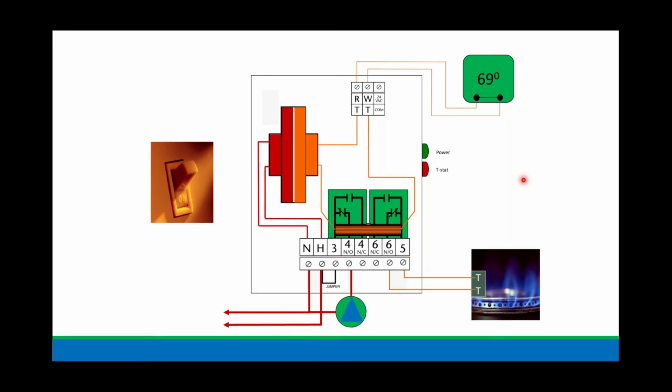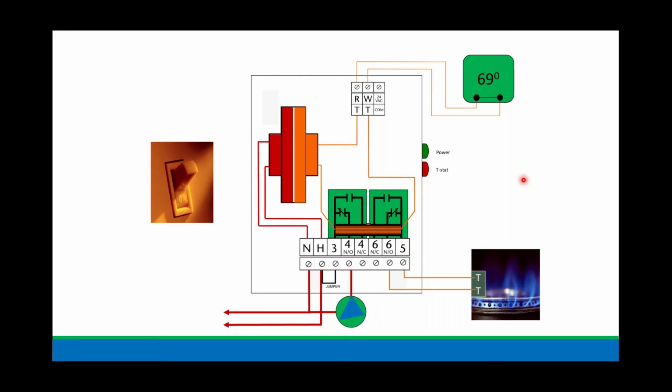So why did we wire the circulator to number 4 and O? Because I want to have intermittent operation. I only want the circulator to run when there's a call for heat. If I wanted the circulator to run at all times, I would have it on normally closed terminal number 4. Okay? So if you were doing something with a non-electric zone valve system and you need constant circulation, maybe a panel rad system with constant circulation, non-electric zone valves, you'd wire that circulator to terminal number 4 and C.